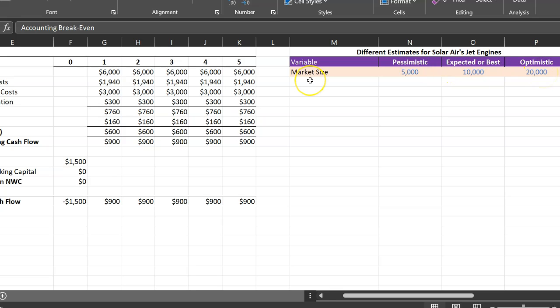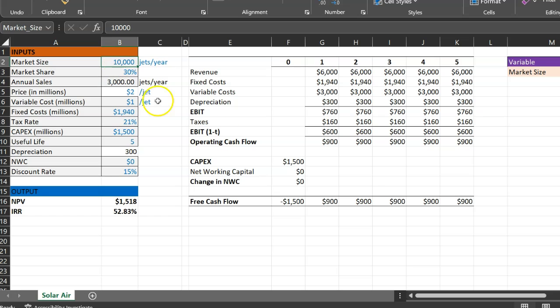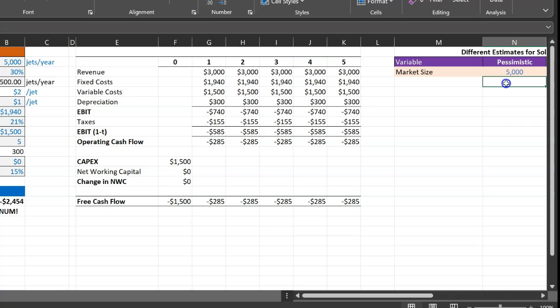The question that I'm interested in answering is, how would my NPV change if the industry size is only going to be 5,000 or 20,000? Now, the way that we have modeled our calculations, all you have to do is just say, if market size is only 5,000 jets per year? You can easily do this and see that the NPV is actually going to be negative 2454. Okay, so 5,000 jets per year, and you already know that your NPV is this. And so, yeah, you can go here and say my NPV is going to be negative 2454. This is fine.